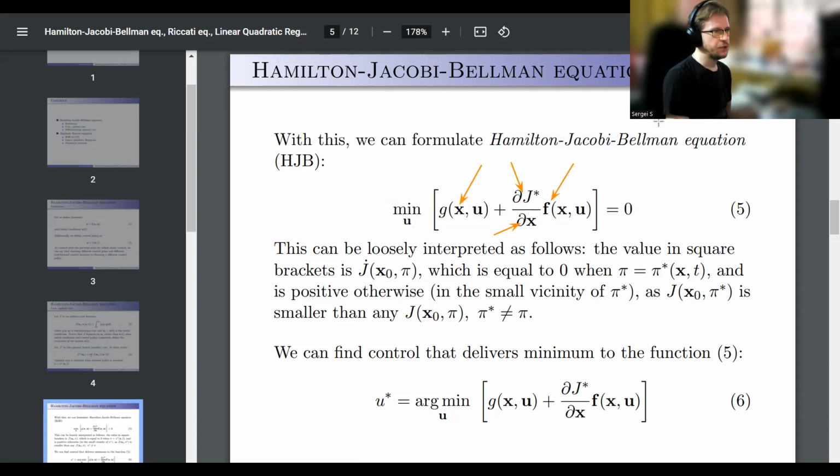But if you think about it, this whole thing here looks a lot like a time derivative of the cost function. In fact, you can say time derivative of the optimal cost function. Now let us see why.